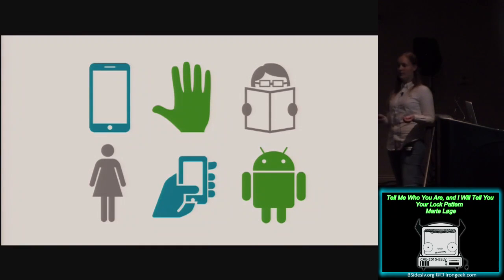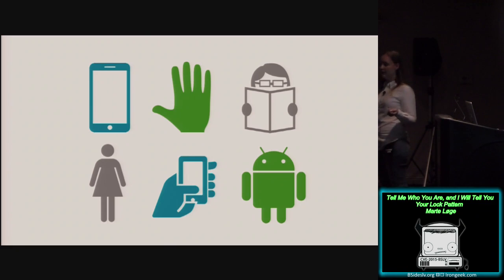Okay, so as I said, with the Android pattern lock you cannot use letters and numbers. So how can you connect the dots to who you are? What parameters can you use? I looked at the screen size, for instance, hand size, reading and writing direction, gender, and handedness, to see if they can impact the way we create patterns.